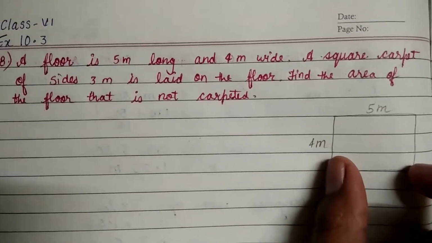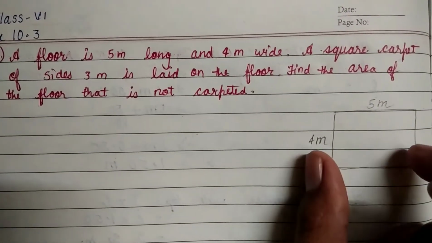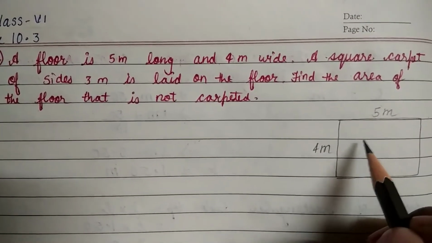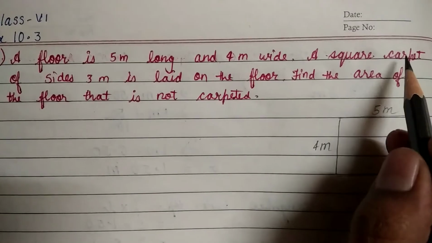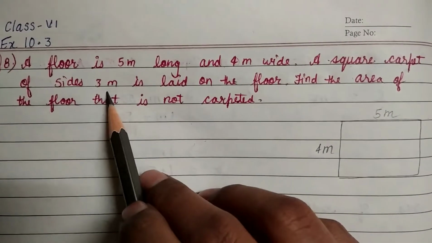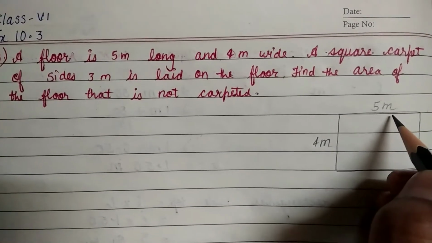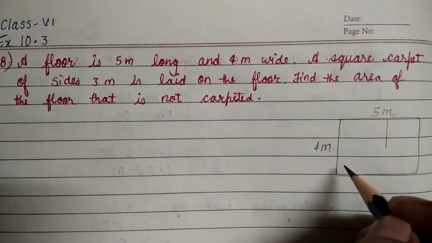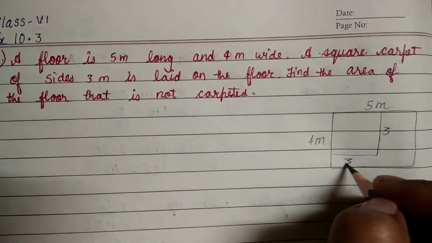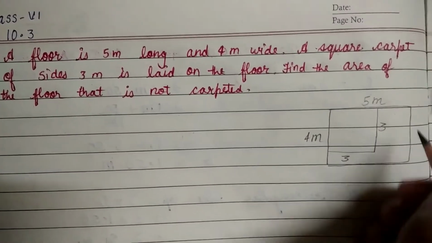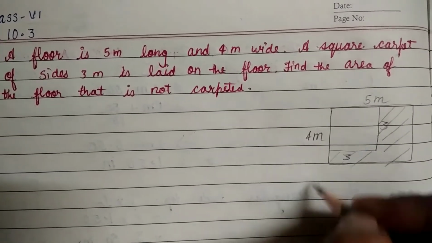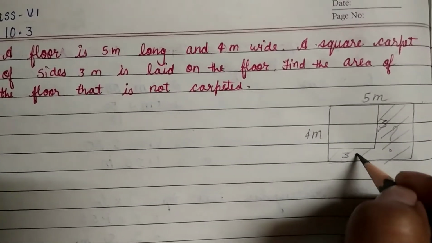On this floor we have to lay a carpet in the shape of a square whose each side is 3 meter. Like this way, here the carpet will be there. So 3 meter and 3 meter will be here. The question is asking how much area is not carpeted. So this we have to find.